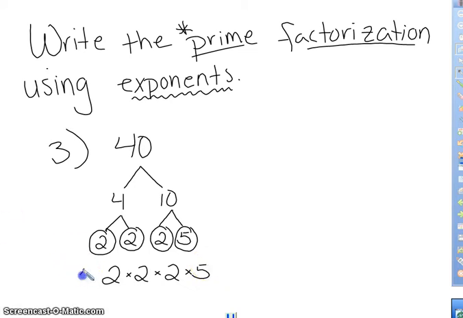This is my answer if I didn't have to write it using an exponent. Okay, so I know that I have 1, 2, 3 2's, so I can write that as 2 to the third power times 5. This would be the correct answer using exponents. Okay, so that's how we do the prime factorization using exponents.